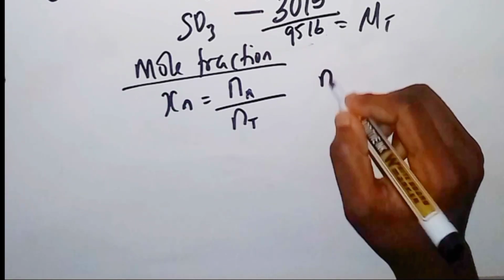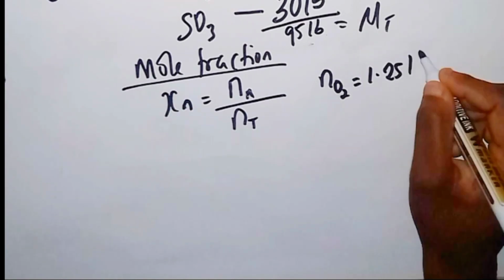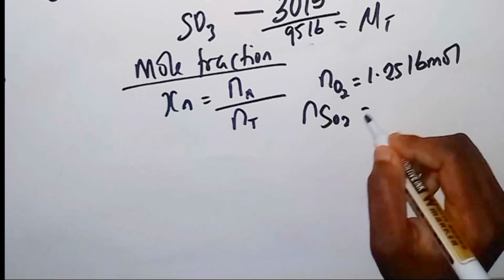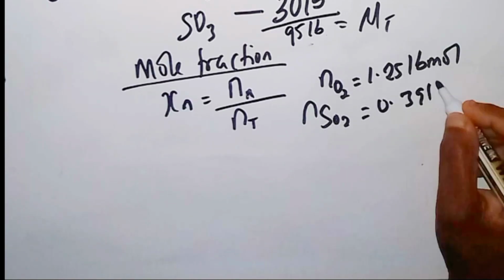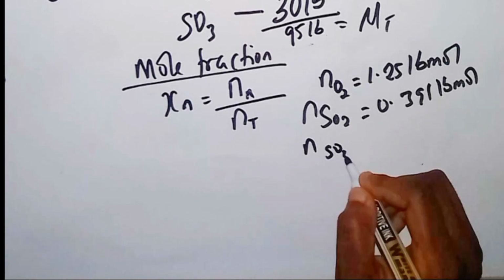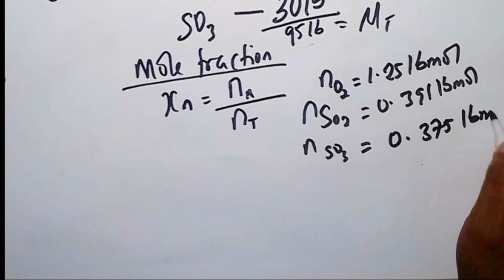We're able to calculate the number of moles for O2 as 1.25 pound mole. For number of moles of SO2 is going to be 0.391 pound mole. And number of moles for SO3 is 0.375 pound mole.